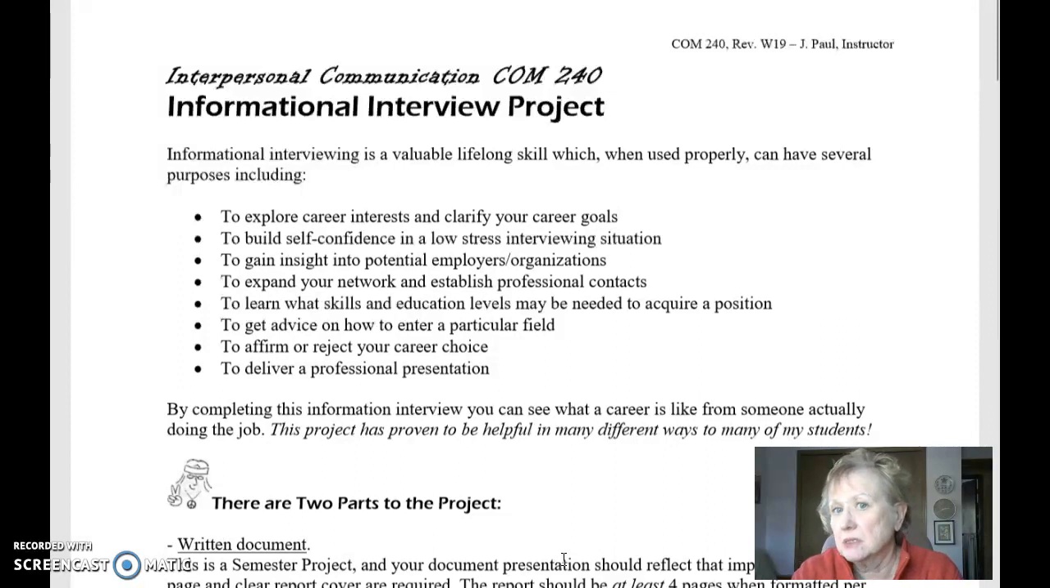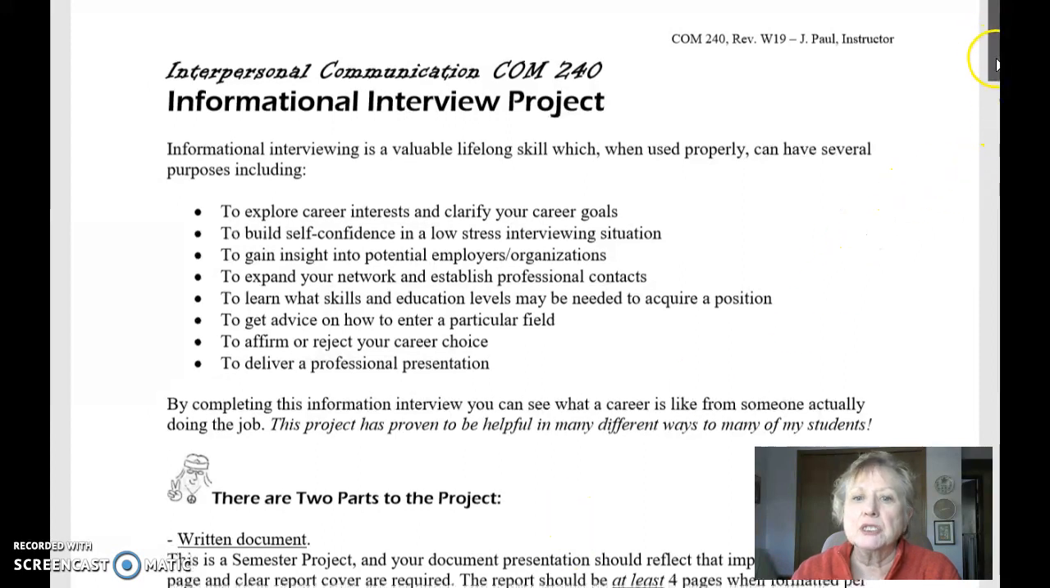Now, the informational interview project is a great way to learn about a type of work that you might be interested in going into. And it can help you build self-confidence in meeting new people. It can make contacts for you. It's a great way to make a new connection and to expand your network. There's just a lot of benefits to doing an informational interview. It's low stress. It's not like a job interview. It's just a very low-key, informative experience.